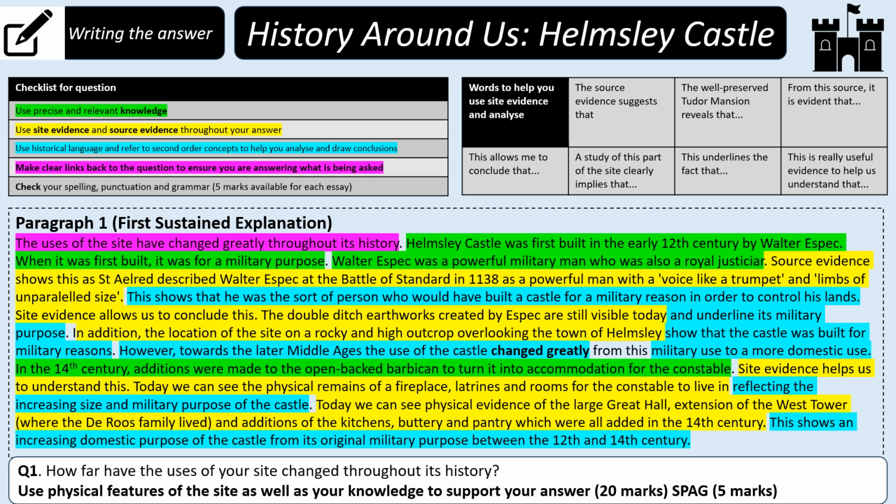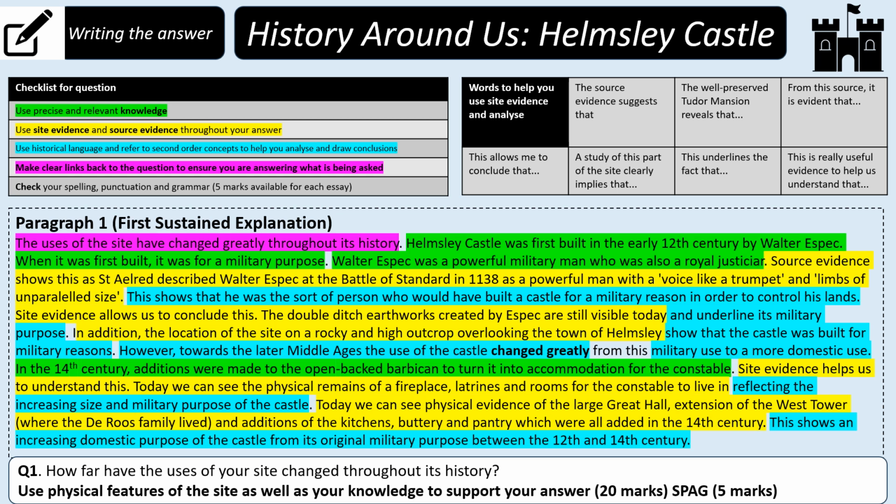However, towards the later Middle Ages, the use of the castle changed greatly from this military use to a more domestic use. In the 14th century, additions were made to the open-backed barbican, that's the South Barbican by the way, to turn it into accommodation for the constable. Site evidence helps us to understand this. Today we can see the physical remains of a fireplace, latrines and rooms for the constable to live in, reflecting the increased size and military purpose of the castle.